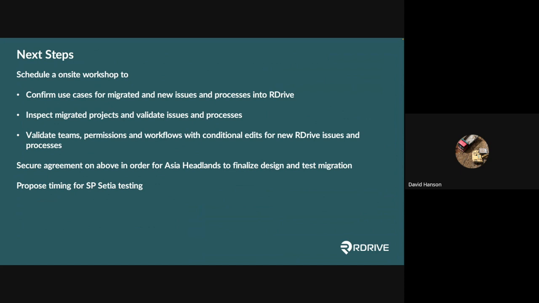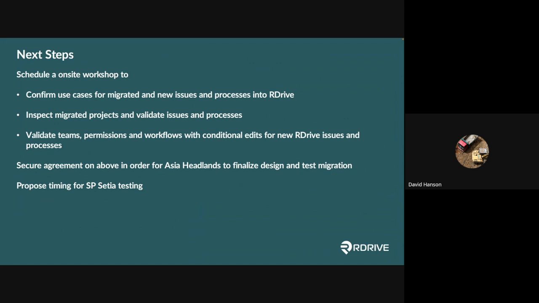So we've spent many hours analyzing SP Setia's pre-BP processes and SnagR implementations. We already know your workflows and how your people are working, because it's evident based on the meetings and support and what we can see. But what we need to do is sit down and confirm the use cases for migrated new issues and processes that are going to be set up in RDrive.